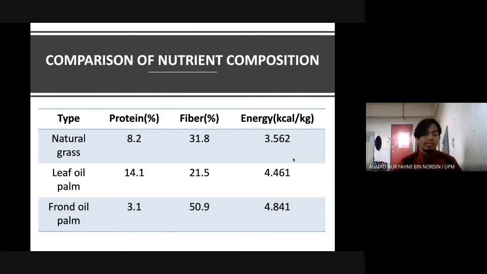In the table, you can see the amount of nutrients such as protein, fiber, and energy of leaf and palm frond is higher than grass. It is very good for raising livestock. Protein has its goal: reproduction and fattening for animals. For the energy, it can be for carrying out activity. Next slide.